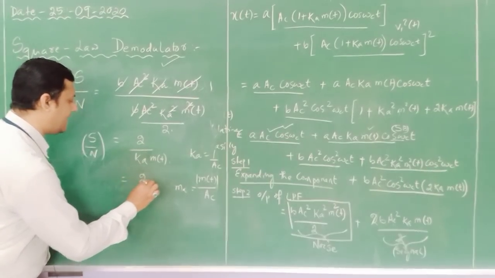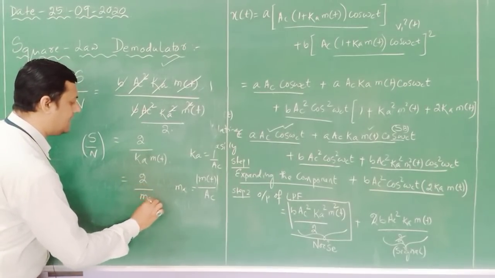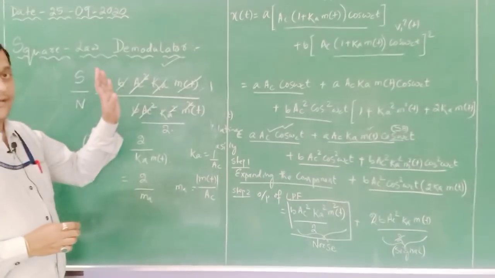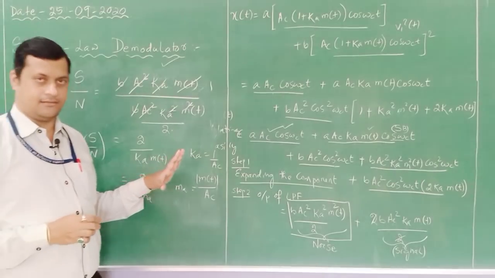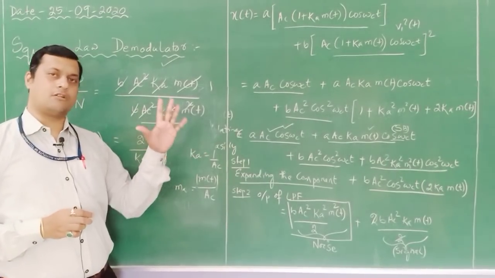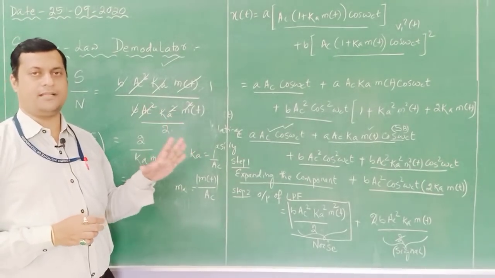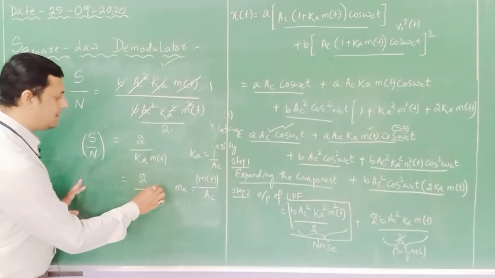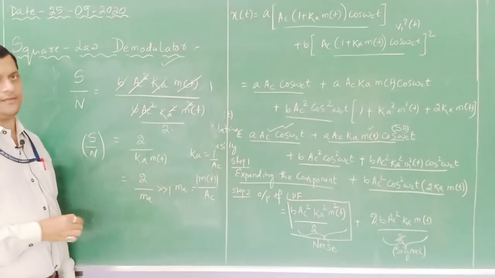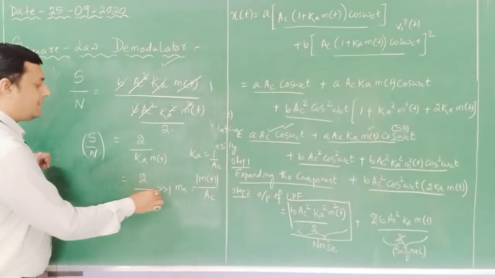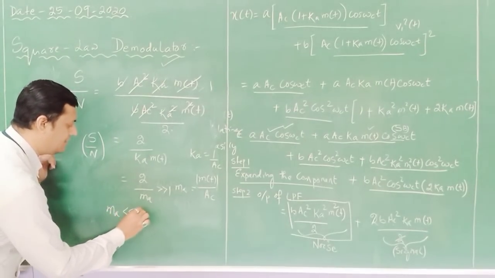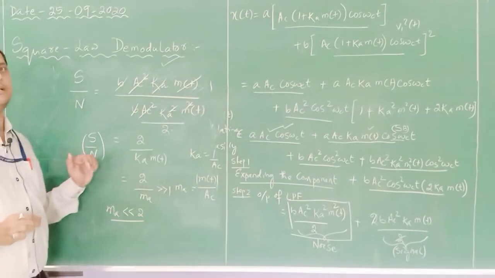So here I will write 2 divided by MA. Okay. Now I need to extract the modulating signal. If I want to extract the modulating signal, what should be the condition? The condition is your signal to noise ratio must be very much greater than 1. If it is greater than 1, that means MA must be very much less than 2.